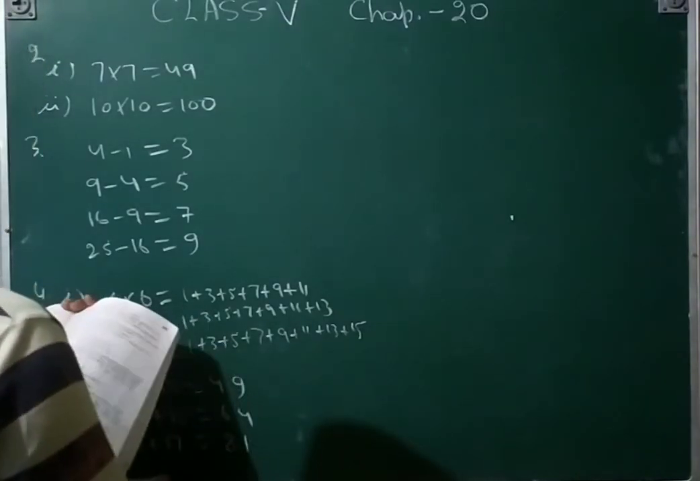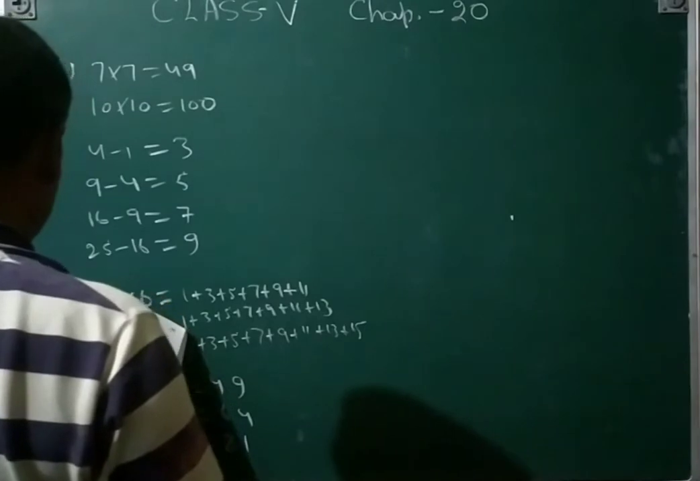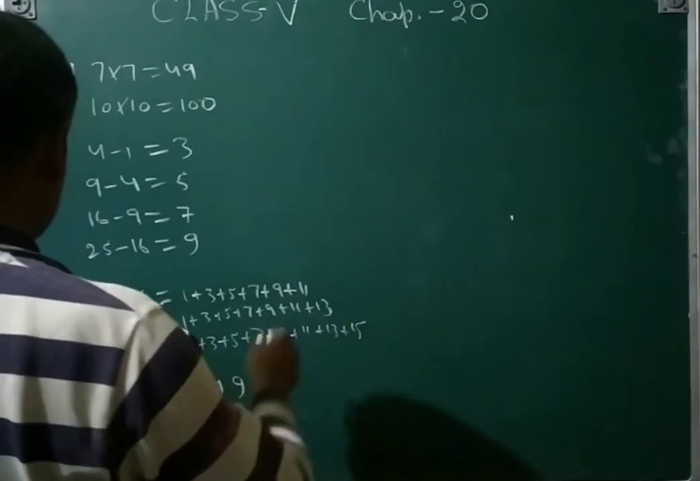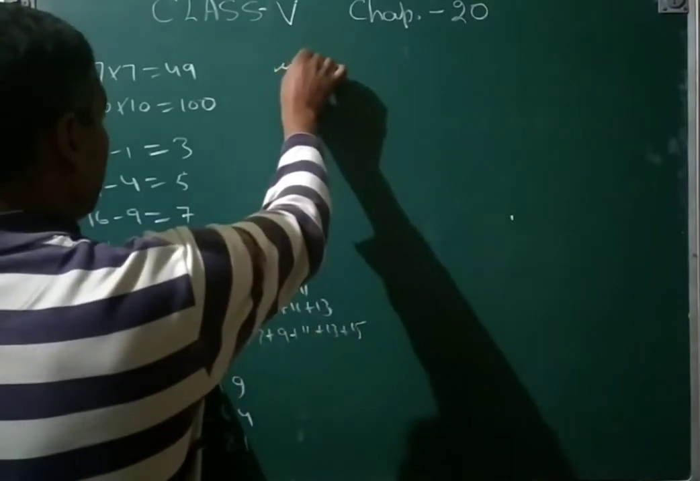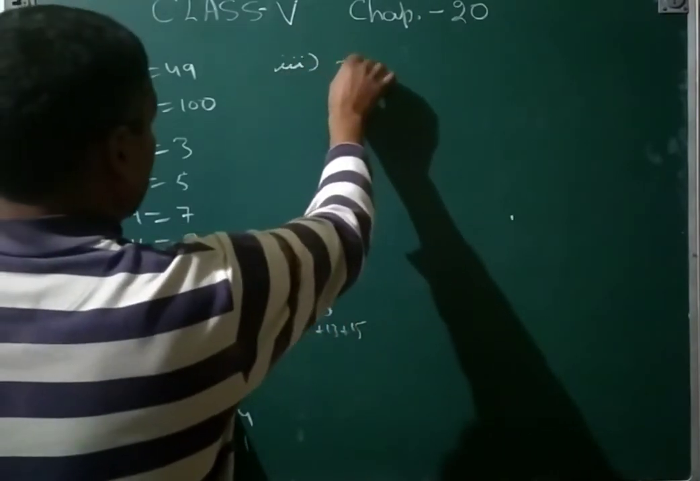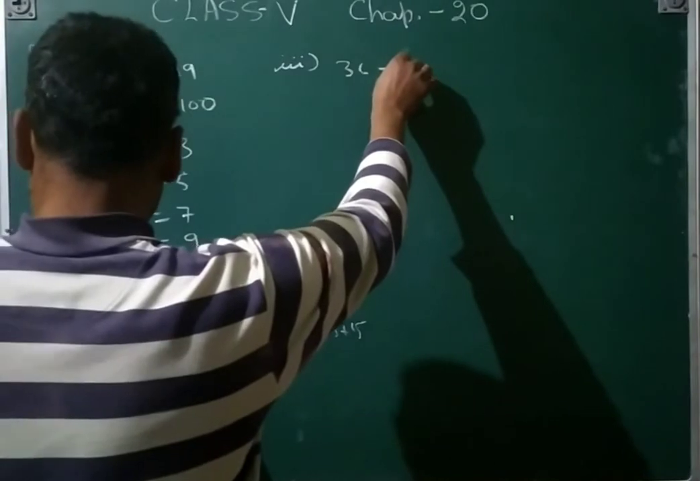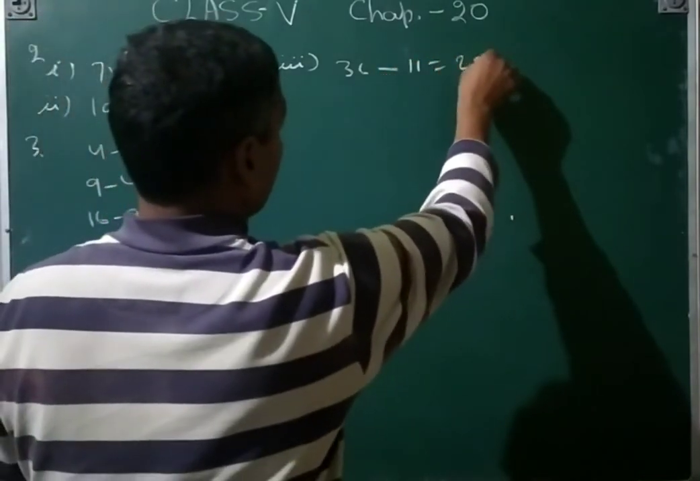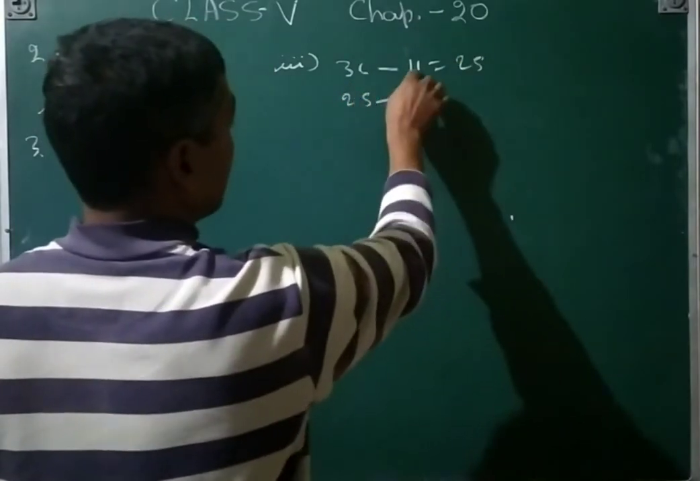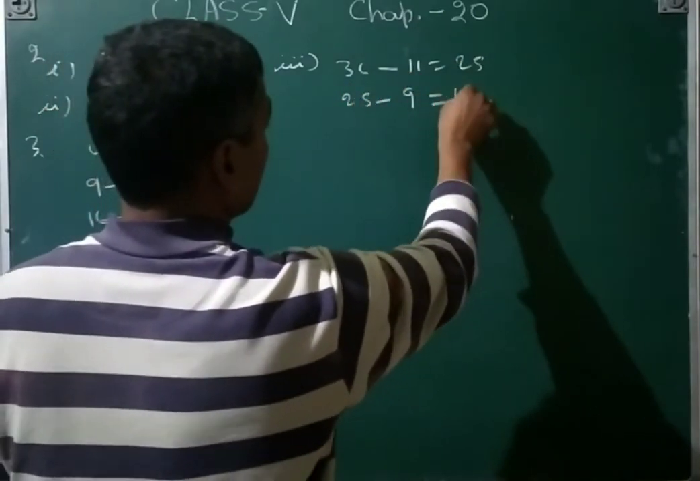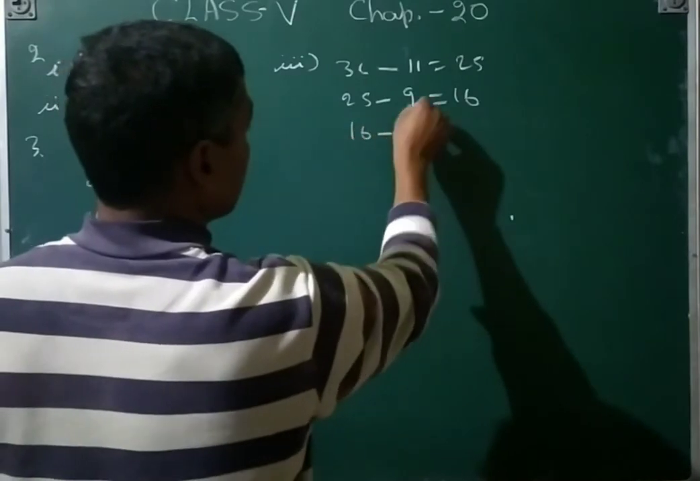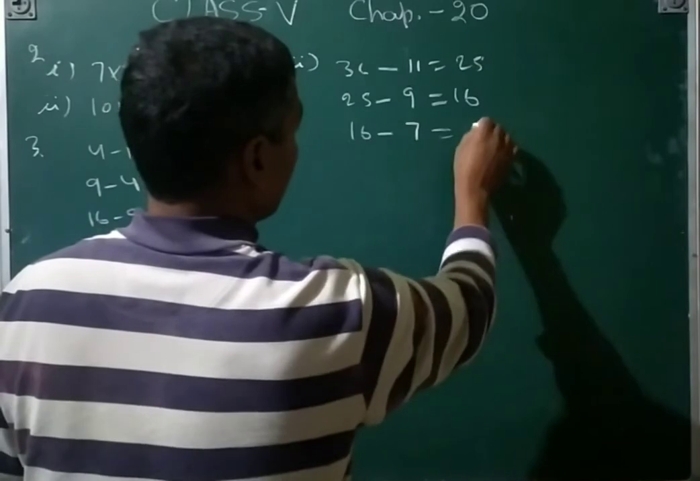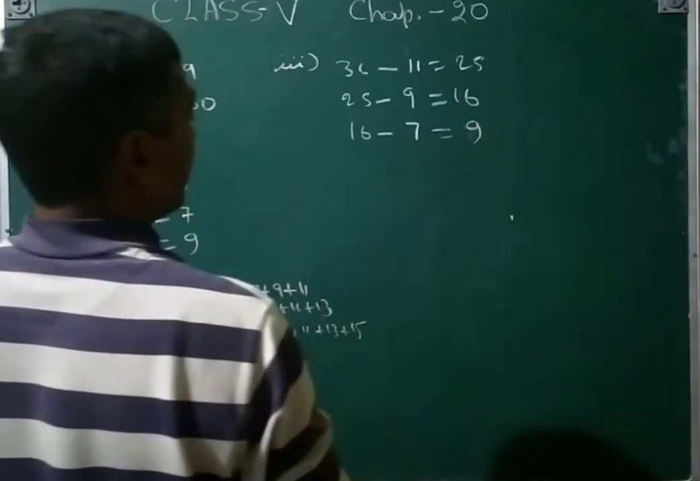And then we subtract this one, 81 minus 17, and then we get 64. Third part: we will write 36 minus, before the 13 the odd number is 11, so that is 25. So 25 minus 9 is equal to 16, and then 16 minus 7 will be 9.